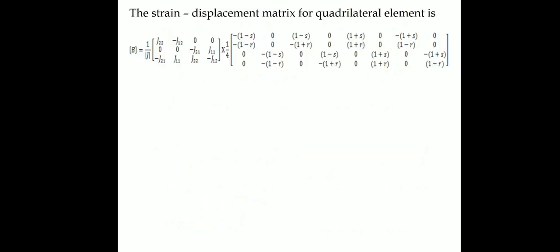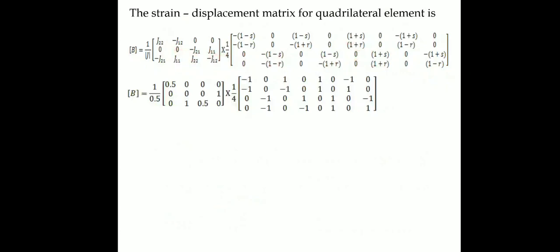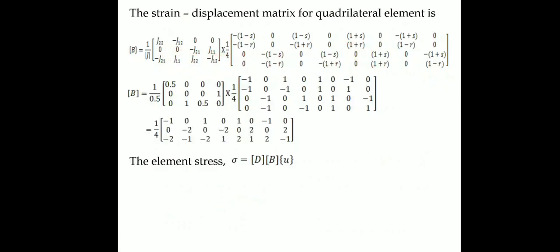The strain displacement matrix for a quadrilateral element is given like this, and substituting the values we can get the B matrix. The final equation for the B matrix is 1 by 4 into the matrix: minus 1, 0, 1, 0, 1, 0, minus 1, 0, 0, minus 2, 0, minus 2, 0, 2, 0, 2, minus 2, minus 1, minus 2, 1, 2, 1, 2, minus 1. And we know the element stress sigma is equal to D into B into U.